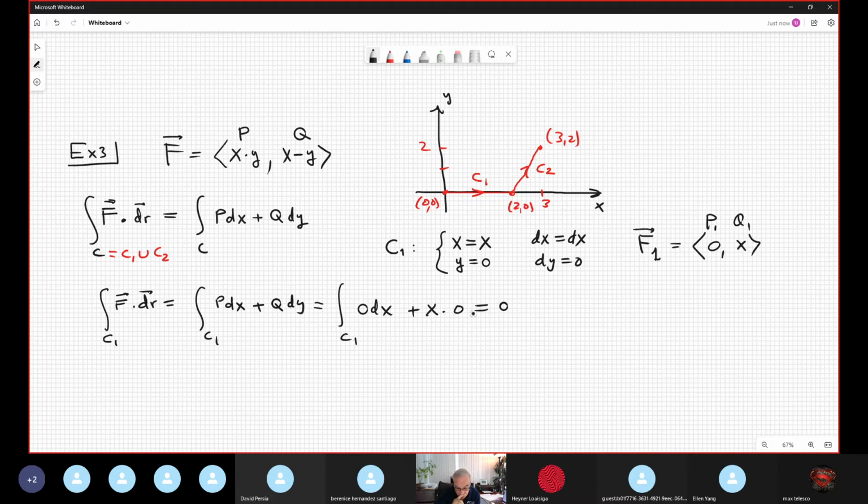I sent you two scripts in GeoGebra to analyze this idea. I want to show you when you finish this example. Okay, I finish C1. Now I need to analyze C2.